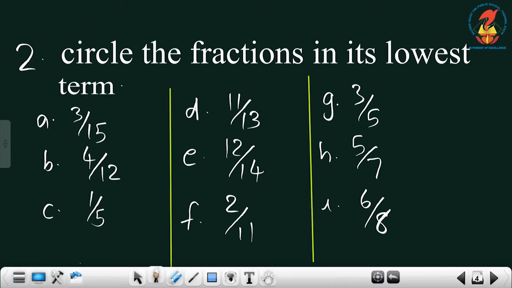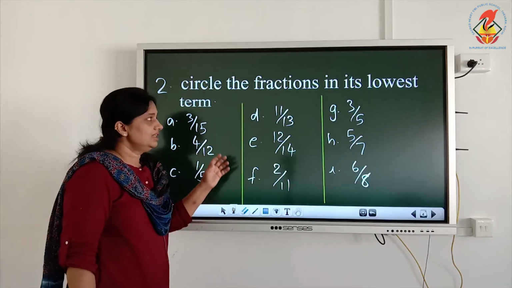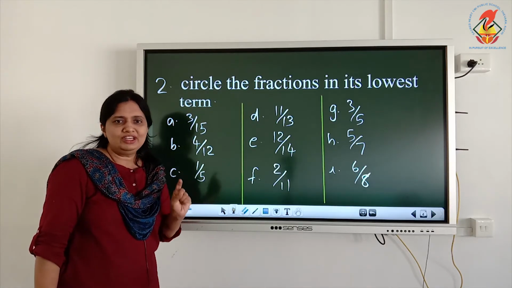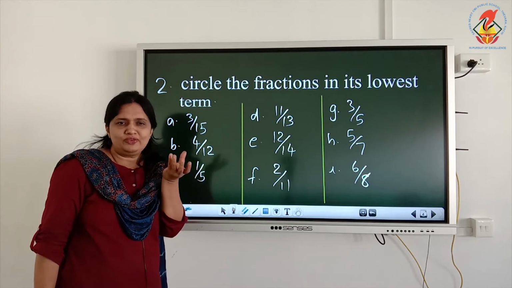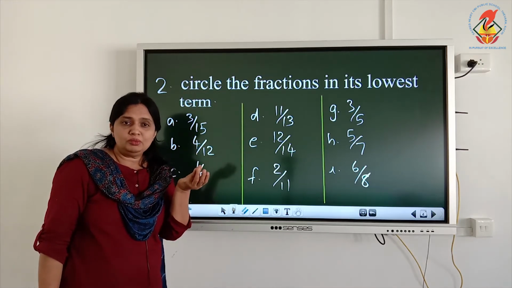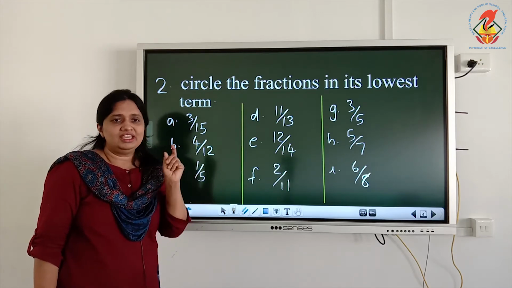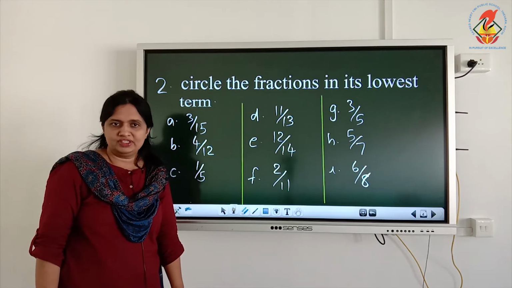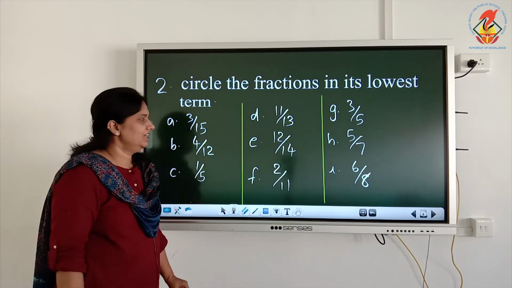Okay, and the next is circle the fractions which are in the lowest term. I told you, right, how can you understand one fraction is in the lowest term? The common factor between the numerator and denominator is 1. Then only you can say that fraction is in the lowest term. Is it clear, children? Okay.